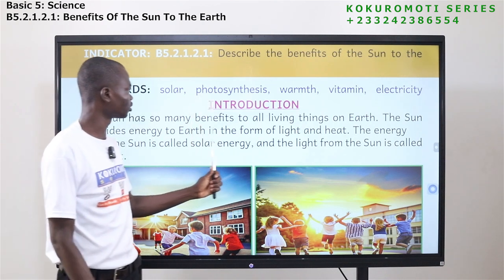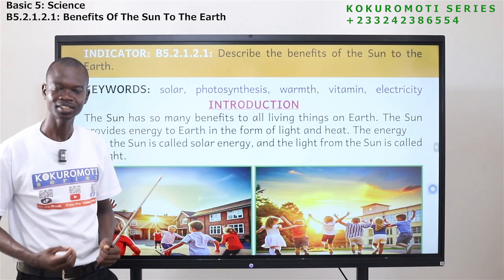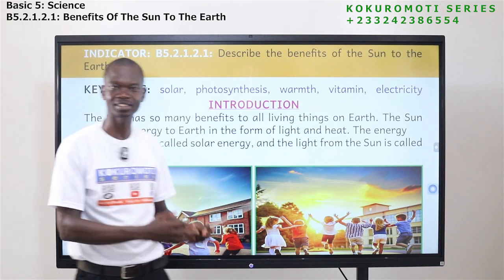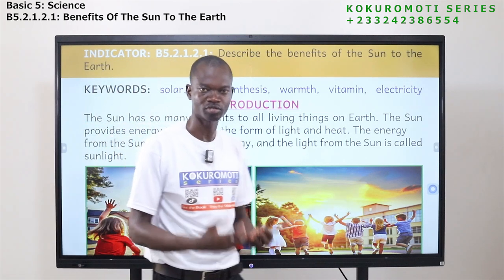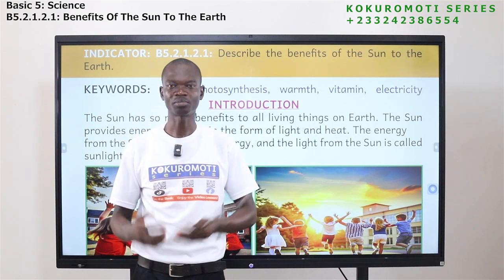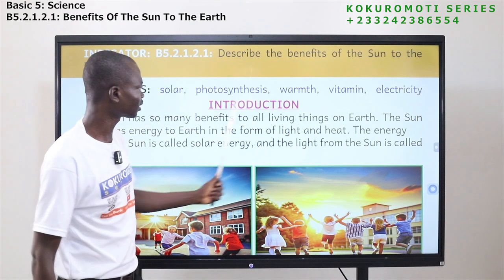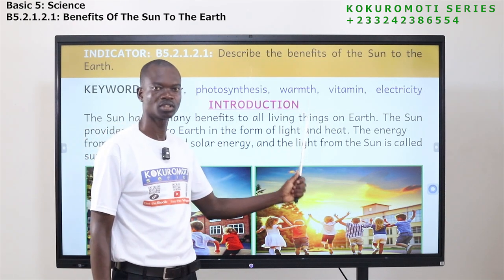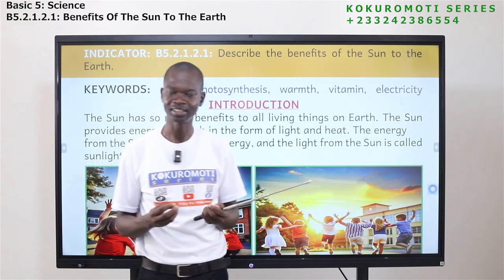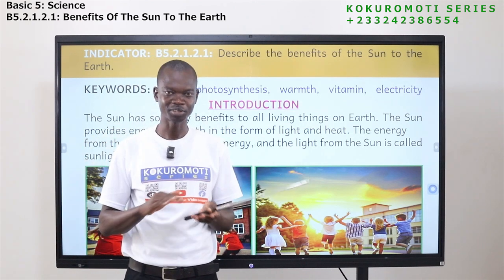The next word is photosynthesis. Photosynthesis is a process by which plants make their own food. Plants make their own food. That process is called photosynthesis. The next one is warmth. Warmth is also heat, but it is moderate heat.